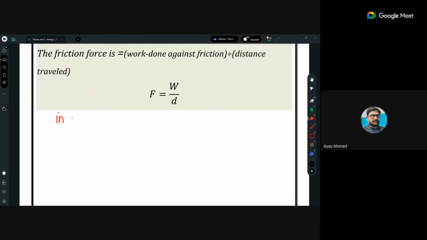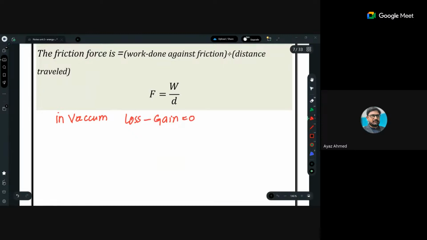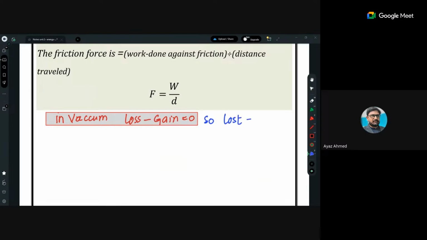In vacuum, loss minus gain equals 0. When one energy is lost and the second one is gained, their difference goes to 0, right? That is why the lost energy is equal to the gained energy. Are you getting it?